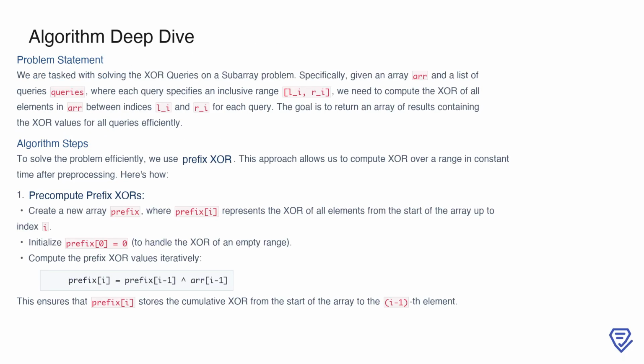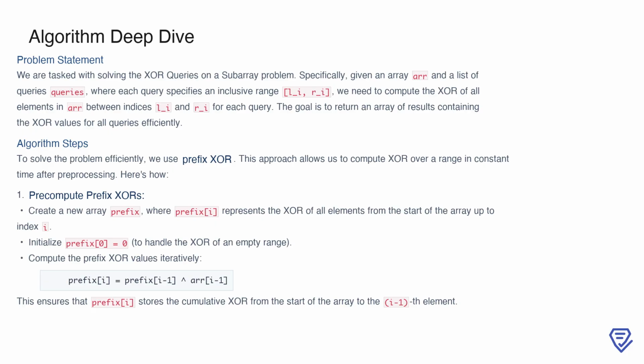This problem asks us to compute the XOR of elements in a subarray for multiple queries efficiently. Given an array ARR and a list of queries, where each query specifies an inclusive range [L_I, R_I], our goal is to calculate the XOR of all elements in the specified range for each query. Instead of directly computing the XOR for every query, which would be inefficient, we use a pre-processing technique called prefix XOR to optimize the process.